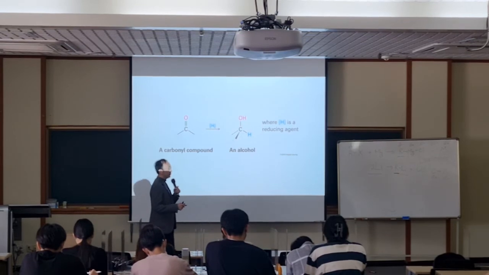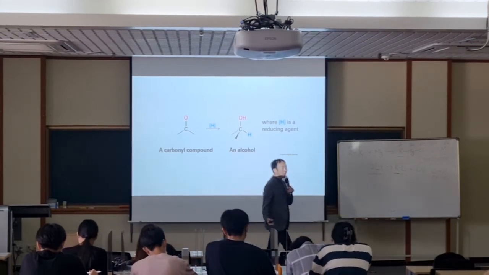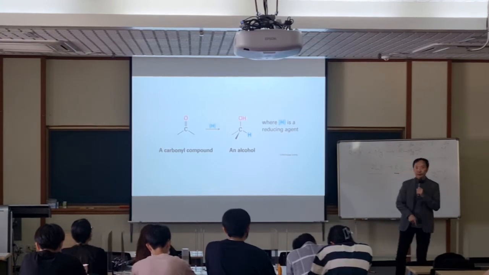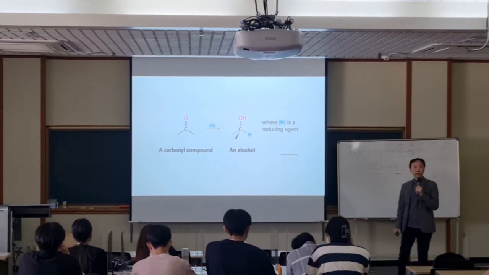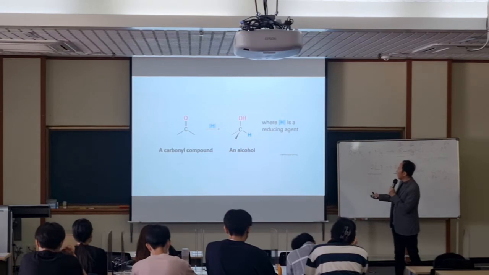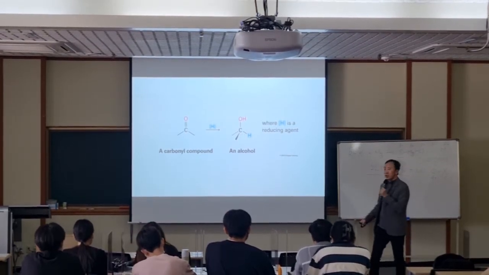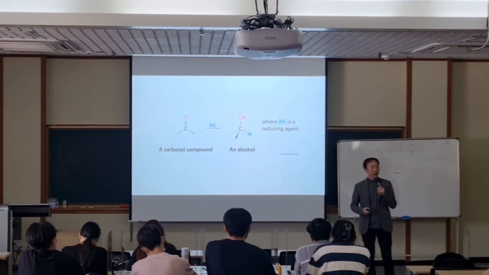Usually if you start with the alcohol, it can be oxidized, moving to a ketone or aldehyde, or the carboxylate. We can convert back to here. This reaction we call oxidation. Then this reverse reaction should be the reduction reaction.